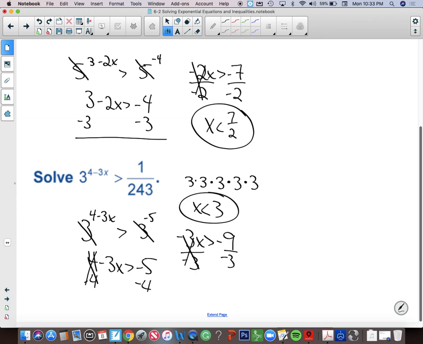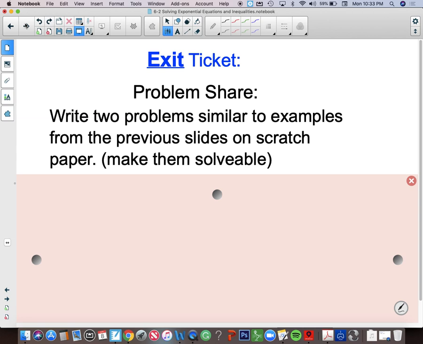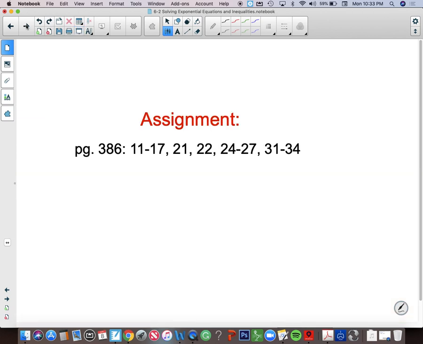Okay? So that's solving exponential inequalities. Exactly the same way as what we did before, except there's a greater than or less than sign in there. Okay? So we're not going to do this exit ticket. We'll just jump into the assignment, and here you go. You can work through that.